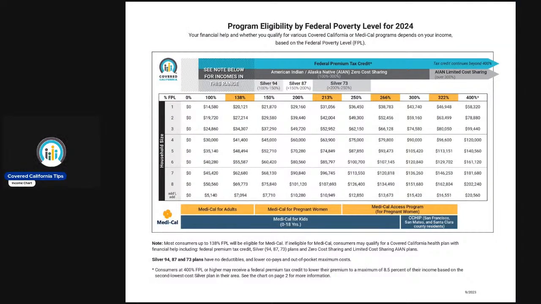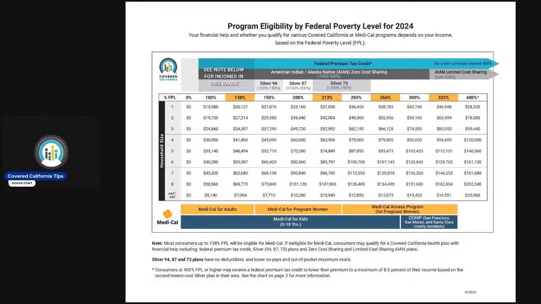What you see on the screen here is the income chart for Covered California. Covered California determines how much your subsidy will be based upon your income. Actually, I shouldn't say Covered California, this is the Affordable Care Act. But California has its own health exchange, which we call Covered California. So these are all determined by the federal government, and the state of California just implements the charts and the metrics that the federal government comes up with.